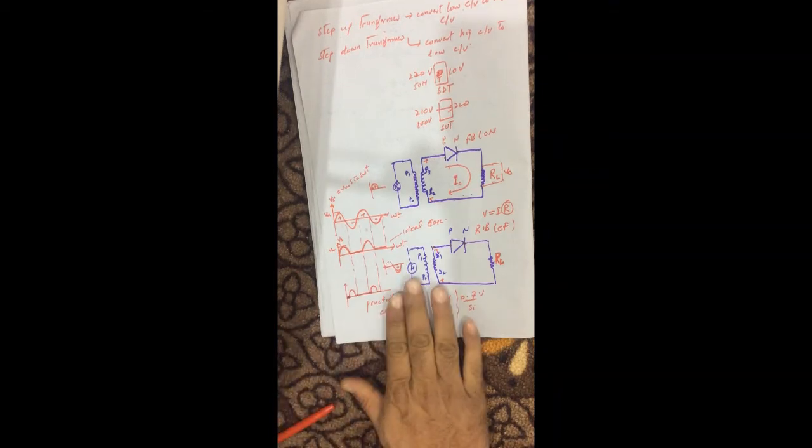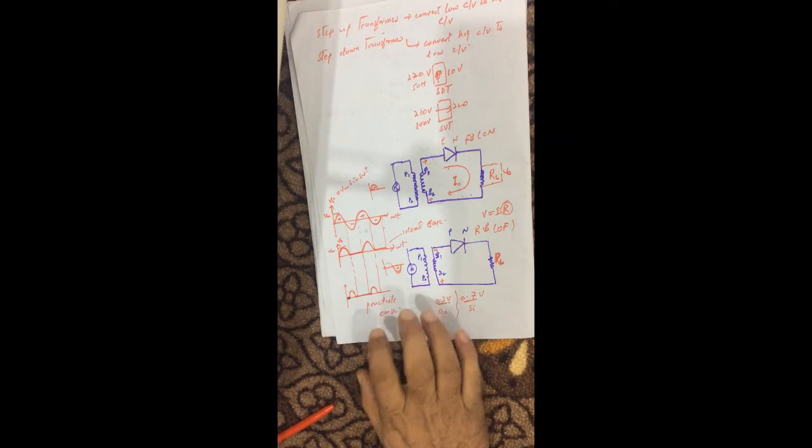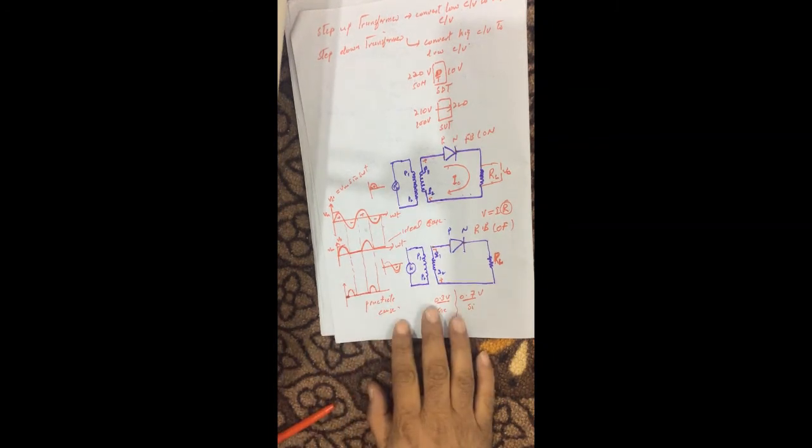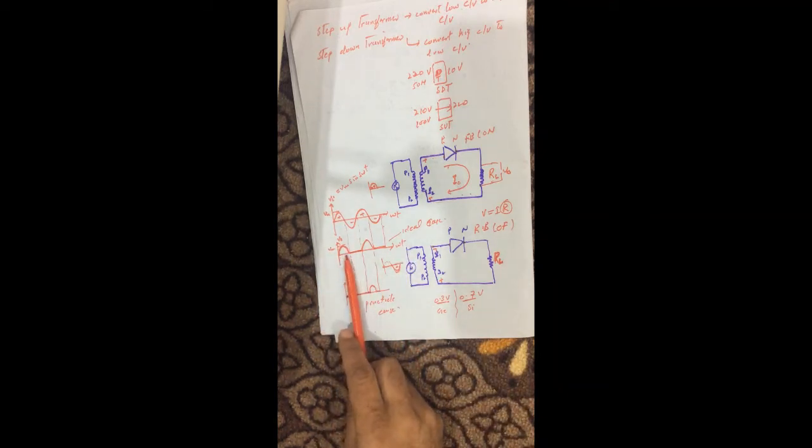So hope you understand this half wave rectifier. And also there is a full wave rectifier. I have already uploaded the full wave rectifier videos on my YouTube channel. So I will share the link of those videos, and you will see the difference between the half wave rectifier and the full wave rectifier. So this is the whole idea. It allows the positive half cycle and blocks the negative half cycle.